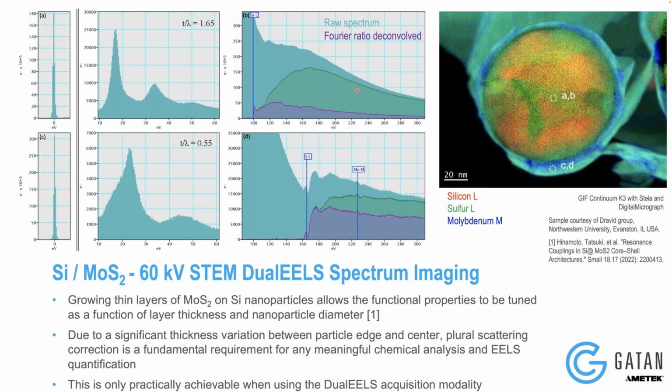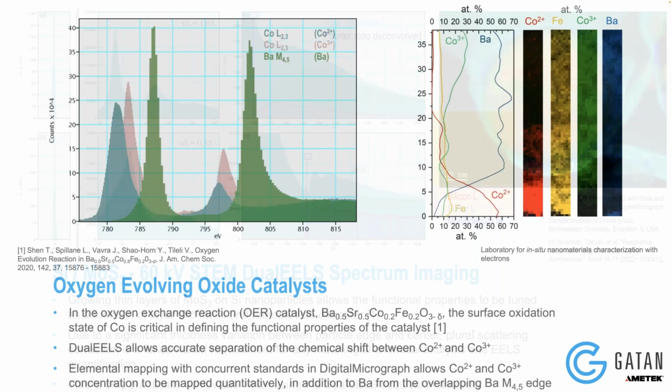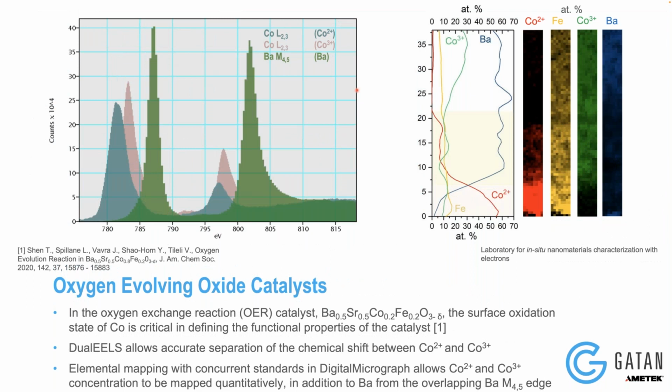So the final example I want to show is a high loss example. So I think this was done at 200 or 300 kV. So we're interested in looking at oxygen involving oxide catalysts. So this catalyst, BSCF, is critical in defining basically this oxygen exchange reaction. So what we're interested in is the surface oxidation state of cobalt in this material.